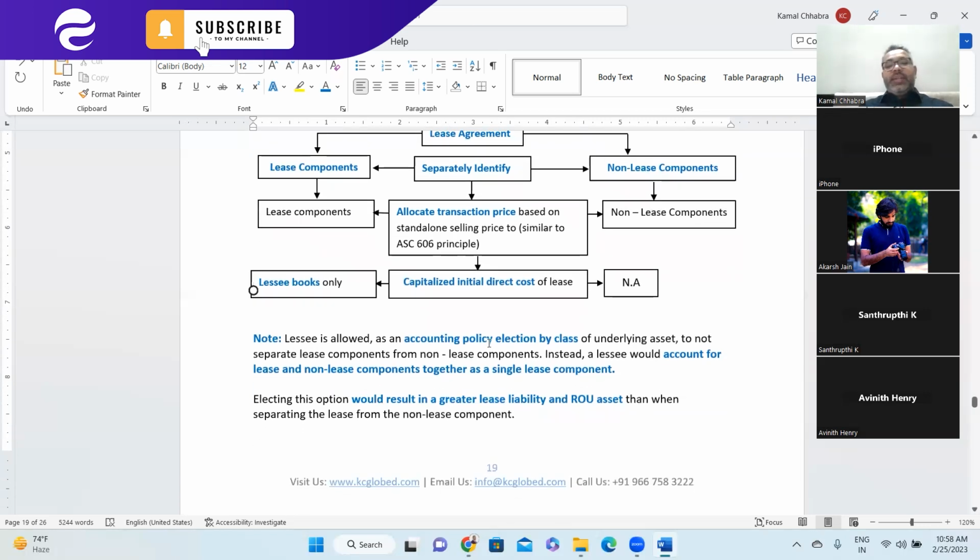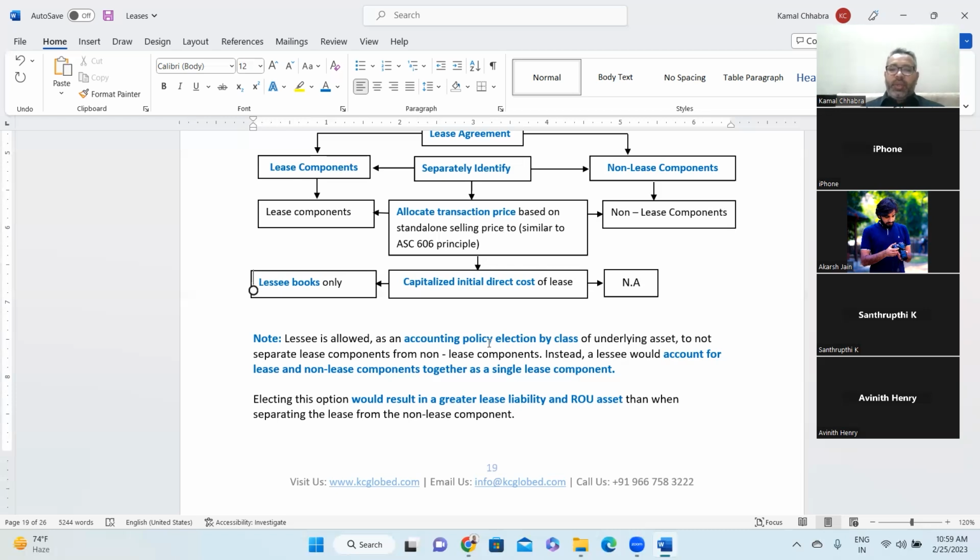Note over here, the lessee is allowed, as an accounting policy election by class of underlying asset, to not separate the lease component from the non-lease component. Instead, the lessee would account for the lease and non-lease components together as a single component. Here, if the amount is not material, then the lessee can consider it as a single lease component, but if it is material, then it has to be separately identified. So the materiality concept also you need to apply.